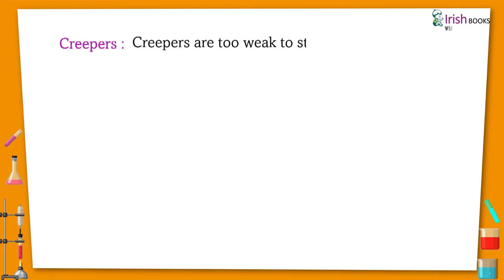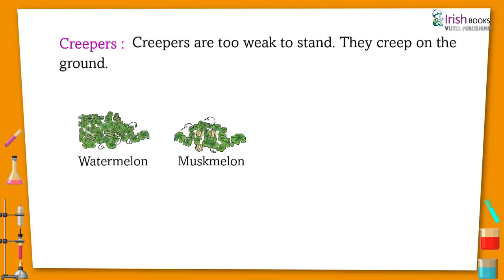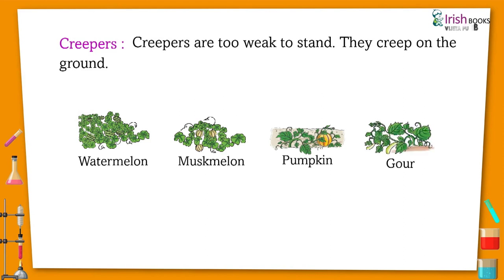Creepers. Creepers are too weak to stand. They creep on the ground, like watermelon, muskmelon, pumpkin, gourd.